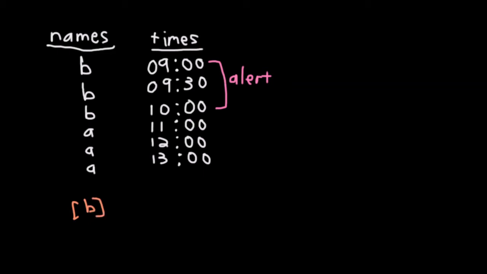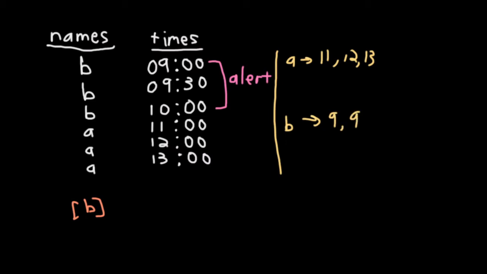Now, wouldn't it be really nice if there was a data structure that would map names to a list of times that they entered the building? So it would look something like this. If I knew all the times at which A entered, so say 11, 12, and 13, and if I had it sorted, this would make this even nicer, like it is now. And then B enters at 9, 9:30, and 10.